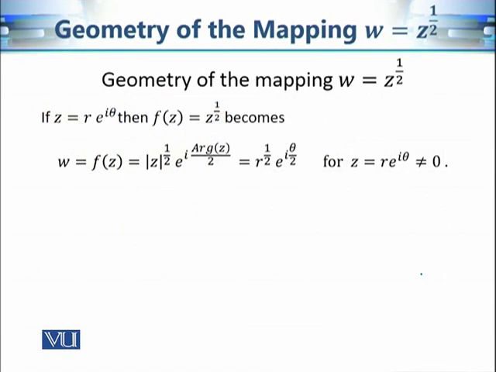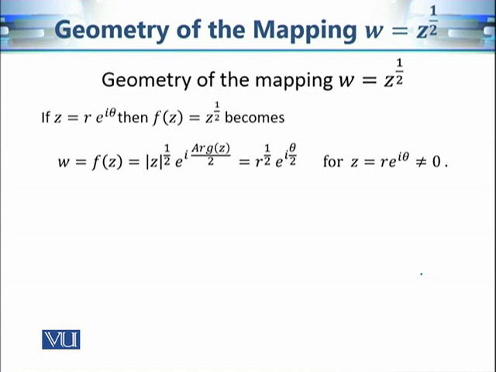Now let's start the discussion on the geometry of the map f of z is equal to z raised to power 1 by 2, or the principal root function. To be very honest, it is not going to be very complicated because it is just the opposite of the geometry of z square. So whatever z square does to the subsets in the w plane, z raised to power 1 by 2 does exactly the opposite of that map z square.